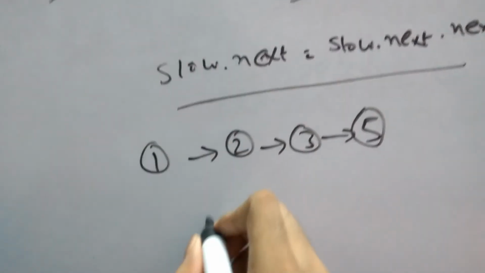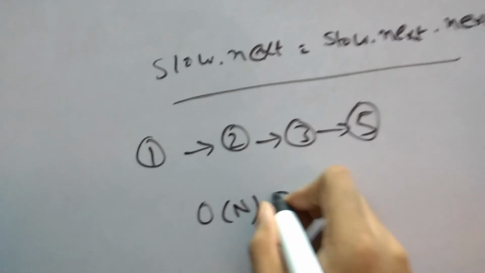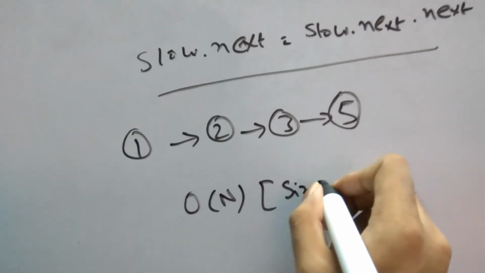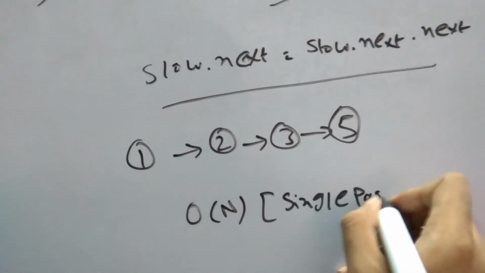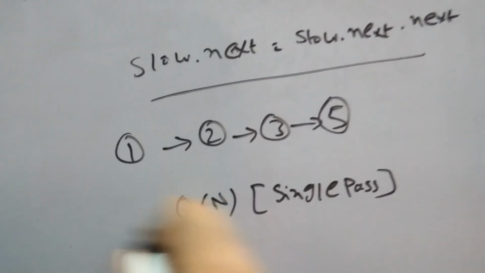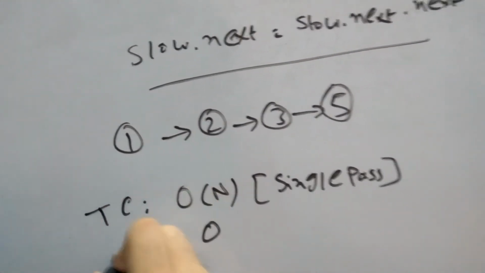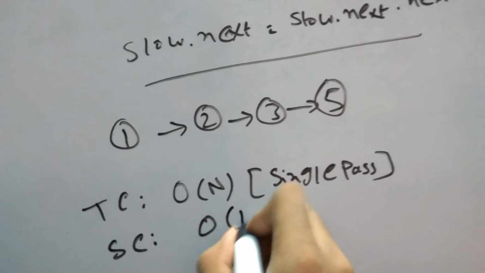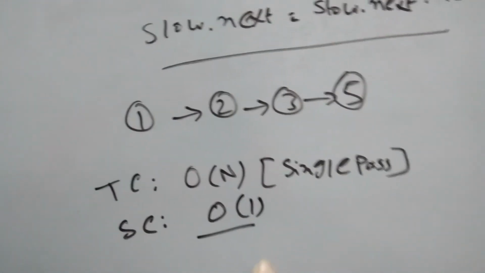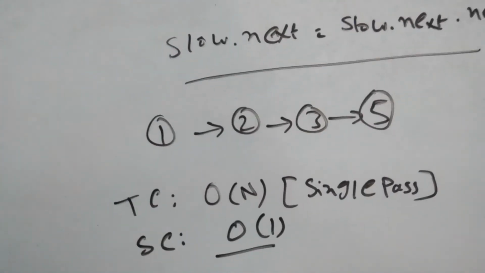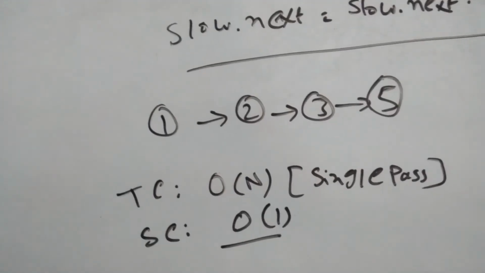So this is our algorithm, and this does only one single traversal of the linked list. That's why the time complexity will be O of n, and it is a single pass. The space complexity will be constant because we are not using anything else. So this is our algorithm. Now let's go to the code editor and code it.